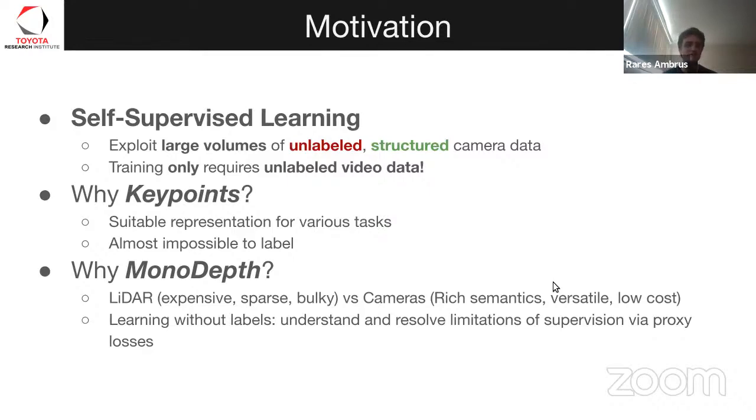And finally, we're interested in predicting dense monocular depth from images, as understanding scene geometry is one of the fundamental capabilities of any robotic system. And while depth from a single image is fundamentally an ill-posed problem, recent research has shown that structure from motion and photometric consistency in videos provides enough information to accurately learn to predict scene depth from monocular videos without any human labels.